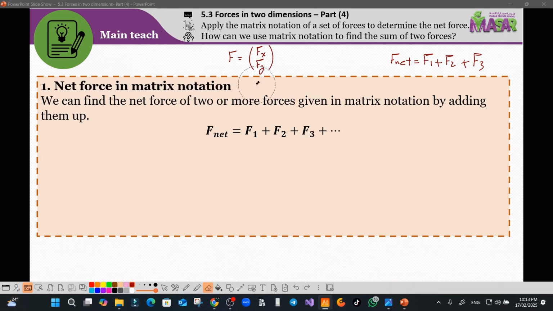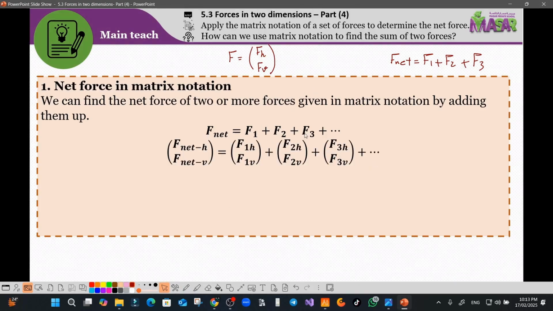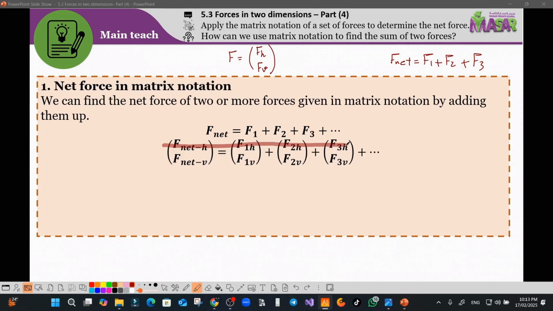Another possible way to write this expression is by using the F of h notation and F of v notation. So the F of h and F of x, or the F of v and F of y. You can use this way or that way, depending on the situation. Now, the matrix notation of this formula can be written as F net h, F net v, F1h, F1v, F2h, F2v, F3h, F3v. As we can see here, the first row represents all the horizontal components, or the x components, for the vectors, and the second row represents all the vertical components for each of these vectors.